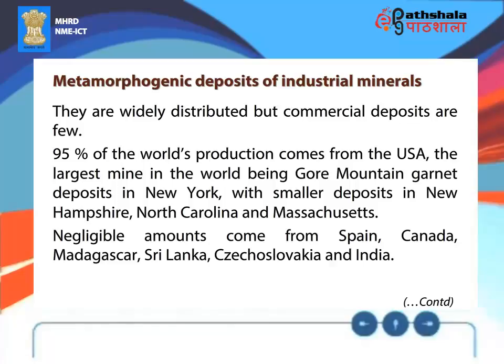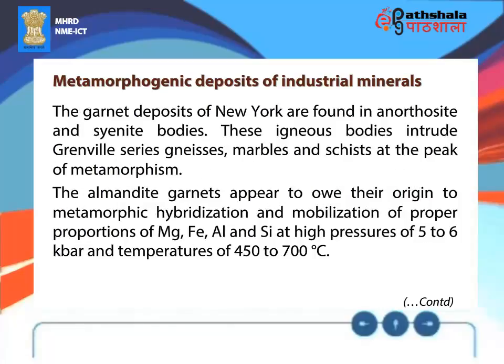95% of the world's production comes from the USA, the largest mine in the world being Gore Mountain garnet deposits in New York, with smaller deposits in New Hampshire, North Carolina, and Massachusetts. Negligible amounts come from Spain, Canada, Madagascar, Sri Lanka, Czechoslovakia, and India. The garnet deposits of New York are found in anorthosite and syenite bodies. These igneous bodies intrude Greenville series of gneisses, marbles, and schists at the peak of metamorphism.